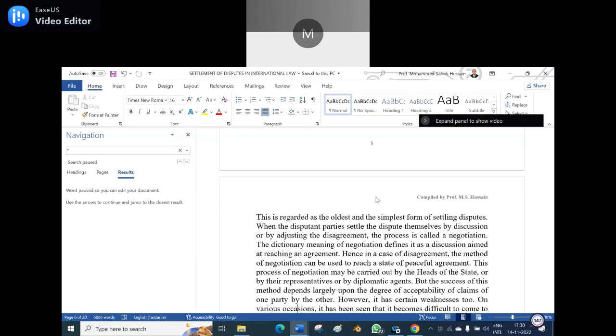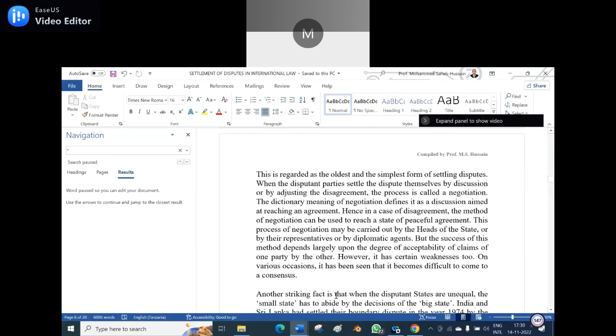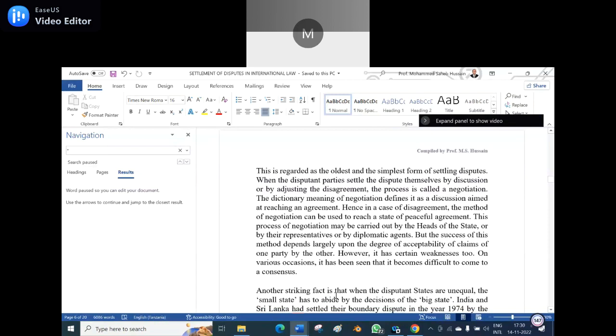Good. But the success of this method depends largely upon the degree of acceptability of the claims of one party by the other. If both the parties are amicable, naturally they will come through the negotiation. However, it has certain weaknesses too. On various occasions, it has been seen that it becomes difficult to come to a consensus. If both the parties are in a high attitude of anger, nobody would compromise with each other. Am I right?